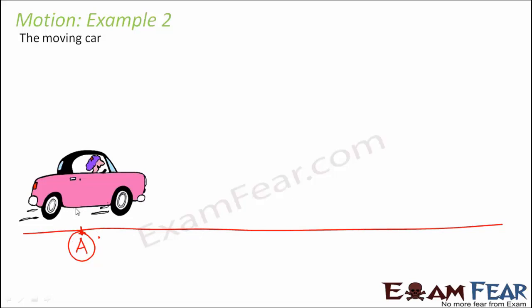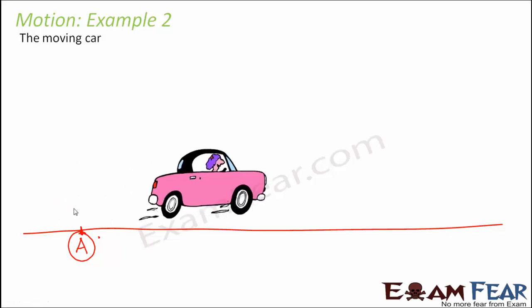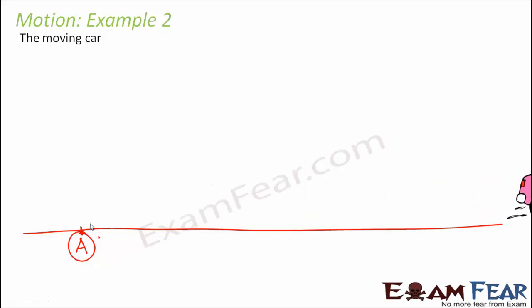But what happens when it starts moving? Now when this car starts moving, its position changes. Initially it was here and now it is somewhere here. Let us call this position B. The position of the car changed from A to B with time, because with every second passing by, the position of the car is moving. First it was at A, then at a certain instant of time it was at this point, again at a certain instant it was here, and again here. As time is passing by, the position of the car is also changing. So what do we say? That the car is in motion.